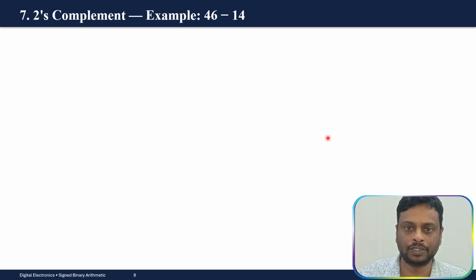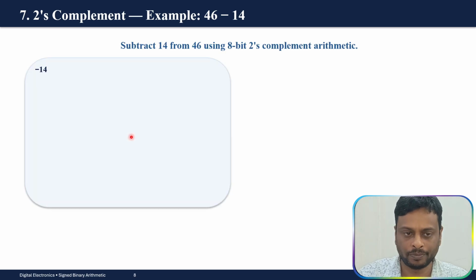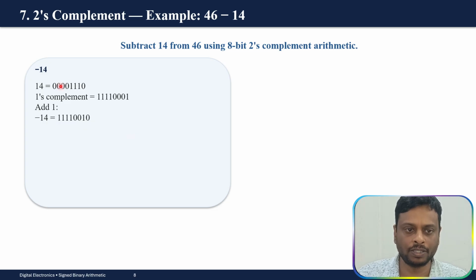So 46 minus 14. Okay. So 46 is normal, it is positive. For minus 14, you need to find out the 1's complement of plus 14, the positive number. So now take the 1's complement. Then actually it is the 2's complement we are doing, so add 1 to this. That will be our minus 14 in 2's complement form.